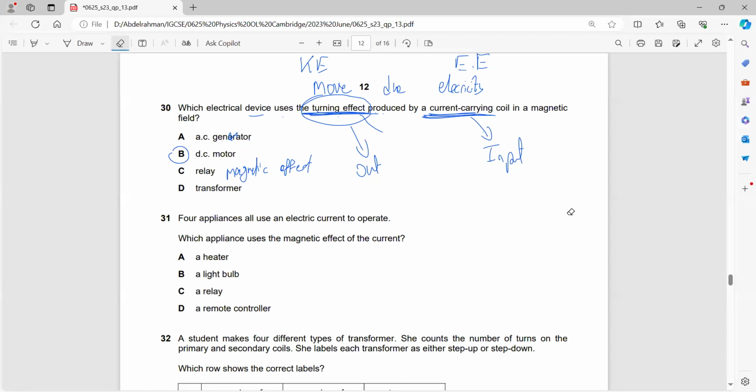Four appliances all use an electric current to operate. Which appliance uses the magnetic effect of the current? I just said it. Is it the heater? Is it the light bulb? I just said it is a relay. So the relay uses the magnetic effect. I hope the relay is clear by now.